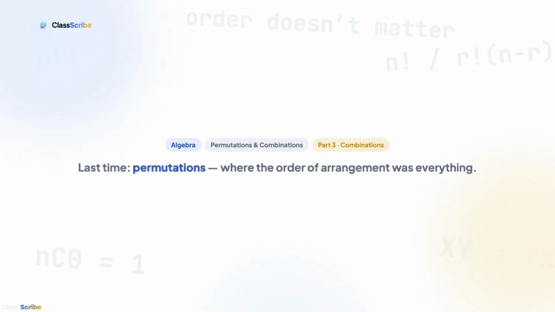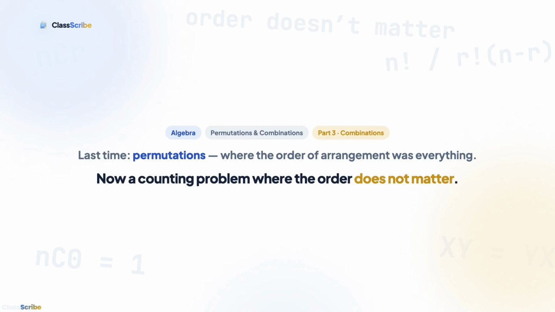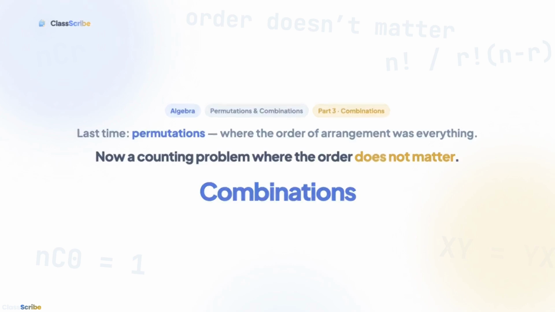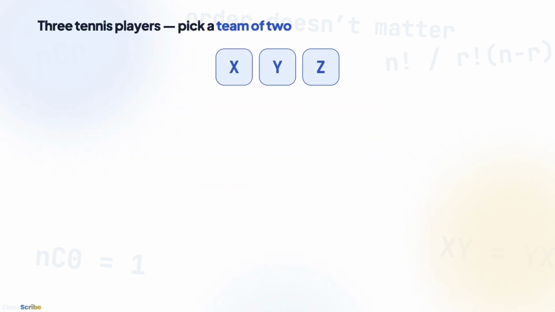In the previous video, we learned about permutations, where the order of arrangement was very important. Now let's look at another type of counting problem where the order does not matter. This concept is called combinations. Let's understand it with a simple example.